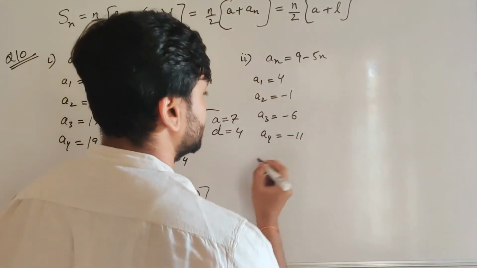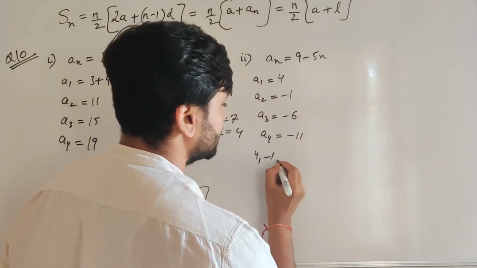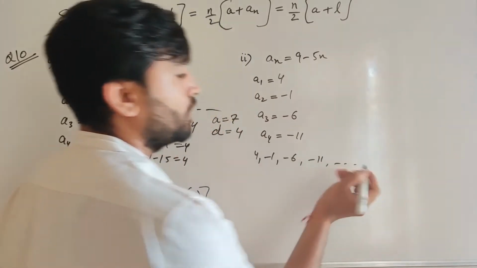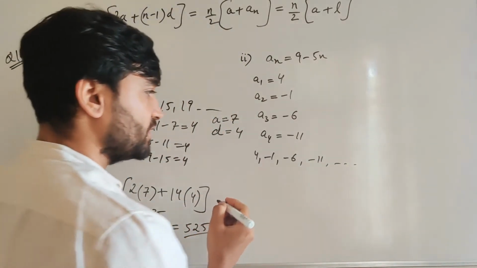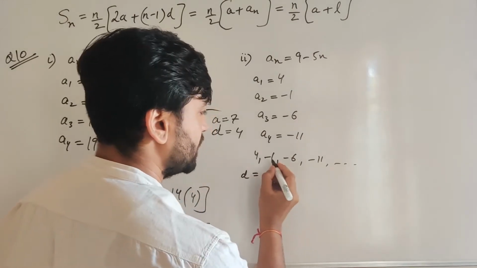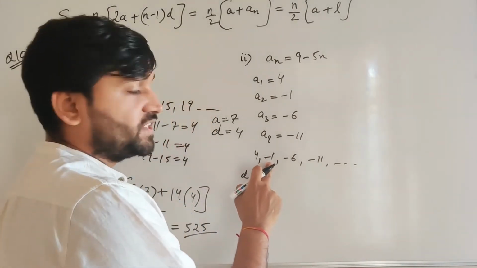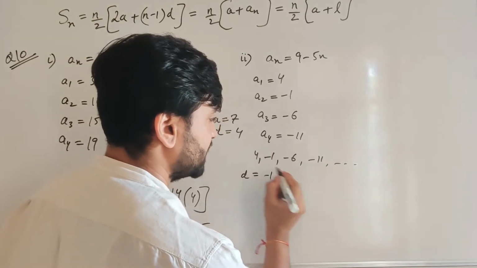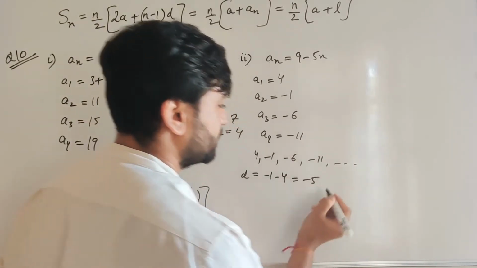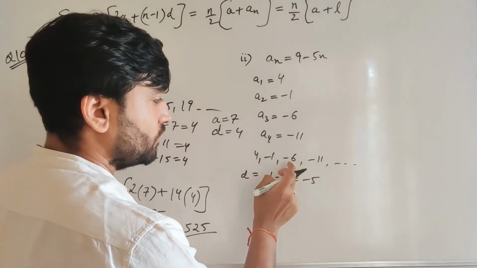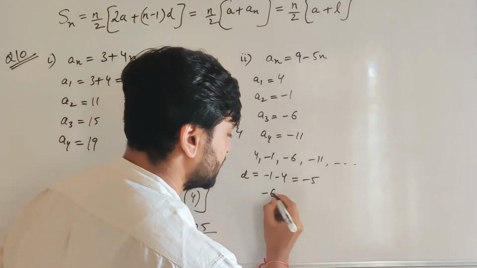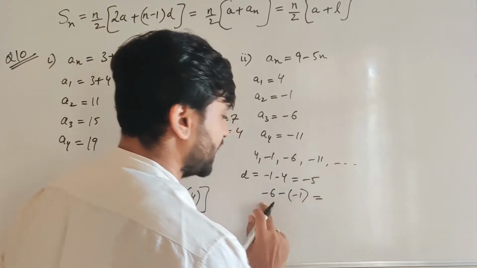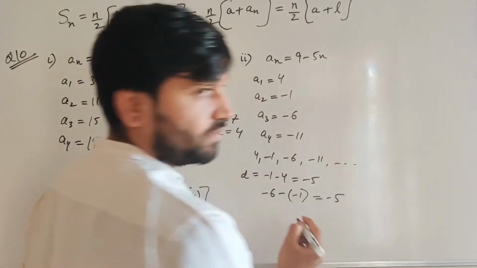Now let us write the terms in the sequence form A1, A2, A3, A4. Now let us check the common difference value. Common difference is the succeeding term minus the preceding term. So succeeding term minus preceding term for the first two is 4 minus... that gives you minus 5. For the next two, succeeding term minus the preceding term, which is minus 1. So minus 6 plus 1 also gives you minus 5.